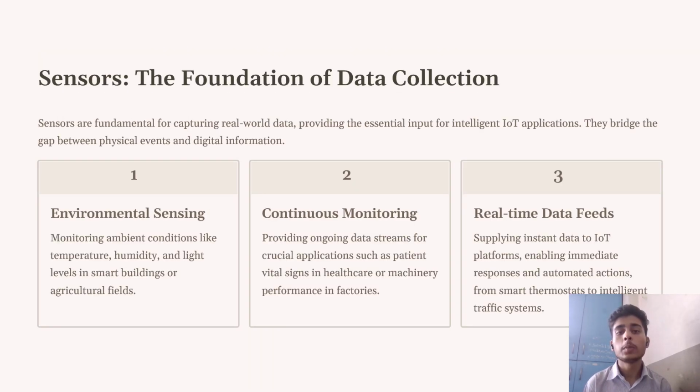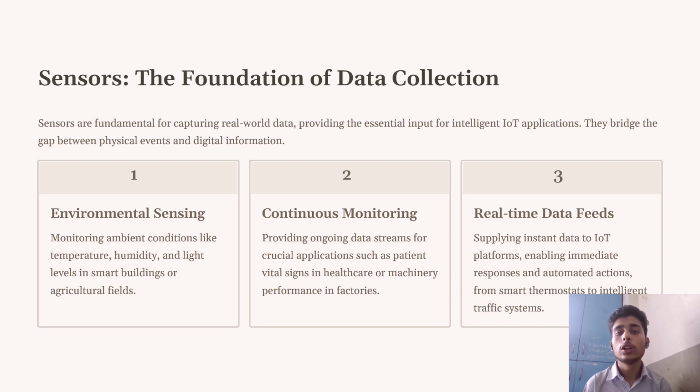Next point is types of sensing done by sensors. Sensors are used at a large scale nowadays, but these sensors provide mainly three types of sensing. First one is environmental sensing, in which sensors monitor ambient data like temperature, humidity, and light levels in smart buildings, agriculture, greenhouses, etc.